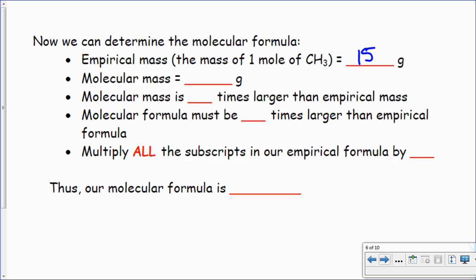The molecular mass was given to us in the problem. It was 75 grams. So we've got to think, the molecular mass is how many times larger than the empirical mass? Well, 15, 30, 45, 60, 75. It's 5 times larger than the empirical mass. So the molecular formula must be 5 times larger than the empirical formula. So you multiply all the subscripts in our empirical formula by that factor, by 5. Our empirical formula was CH3. Multiply all the subscripts by 5, so C5H15.